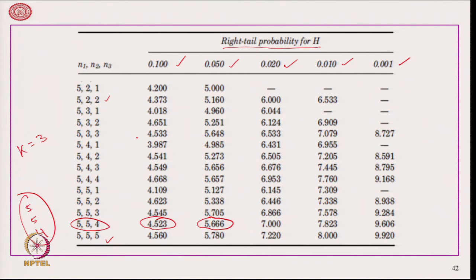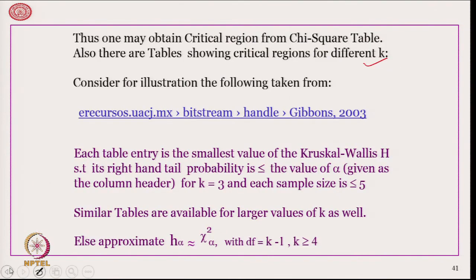Similarly, for any combination of this type, for k equal to 3 and the highest observation from any class is 5, for example, 5 4 3, that means there are 5 observations in one class, 4 observations in another class, and 3 observations in another class. Then the critical values are going to be 5.656 at 5% level and 4.549 at 1% level. So, that is how we need to read the table. Now, let us go back here.